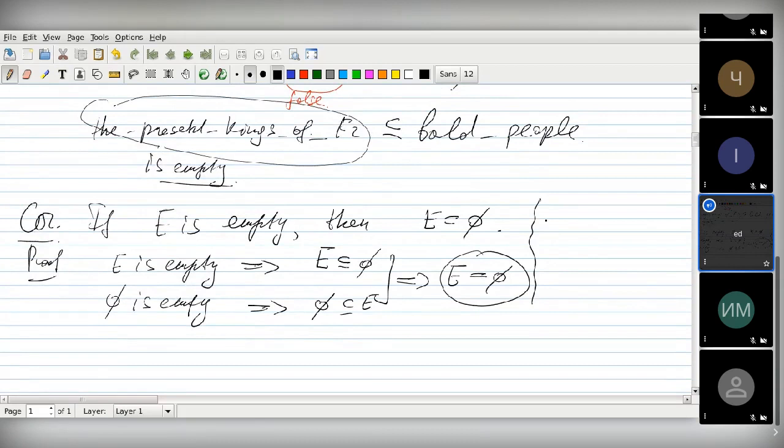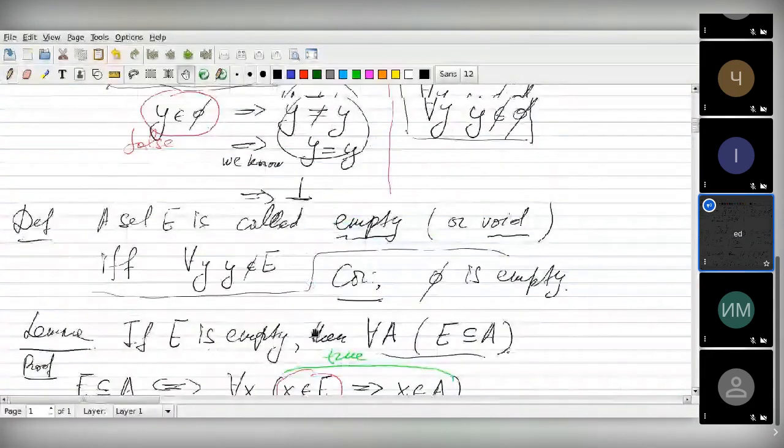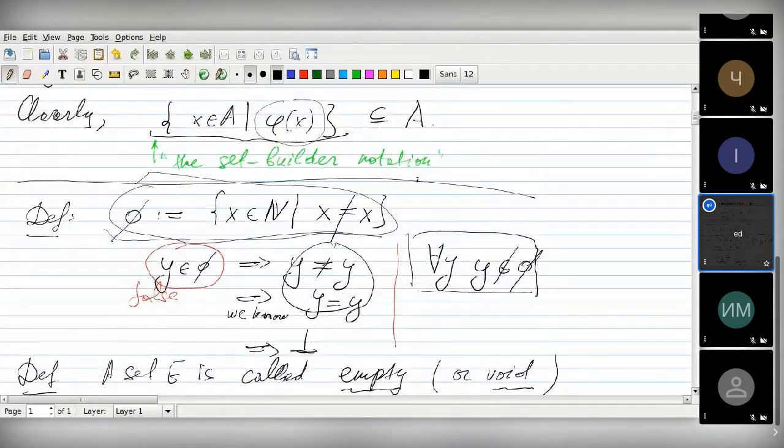So, what does it mean? That means that there is a unique empty set. So the empty set is unique, and this one might be rightly called the empty set, as it is unique. So it is the empty set. Yes, there is no other. Is it clear?